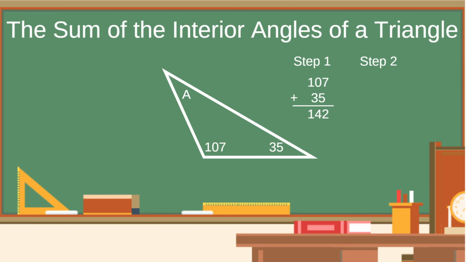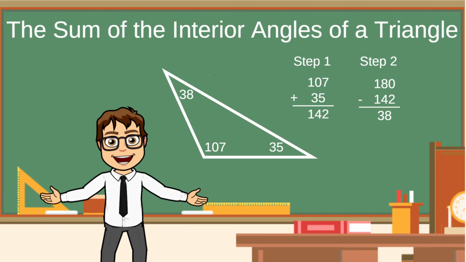Next, in step 2, we take the total measure of all angles in a triangle, which is always 180, and subtract the sum of both of the angles we got in step 1, which is 142, to get our answer of 38 degrees. That means the angle A is 38 degrees.